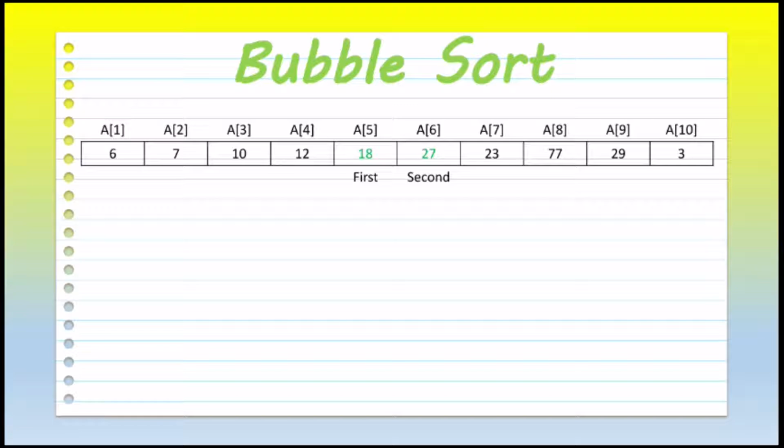After exchanging, go for the next two adjacent elements, that is 27 and 23. 27 is greater than 23. Yes, the condition is true. So we will exchange the elements. The next two elements are 27 and 77. Here 27 is not greater than 77. So these two elements will remain as they are.